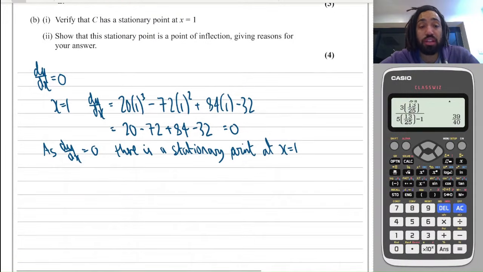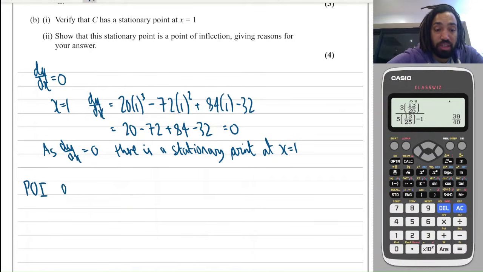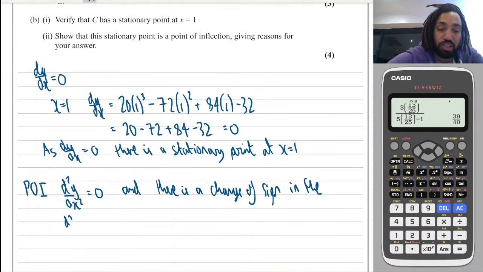Okay, next, show that this stationary point is a point of inflection. Well, a point of inflection occurs when the second derivative is equal to 0 and there is a change of sign in the second derivative around the point.